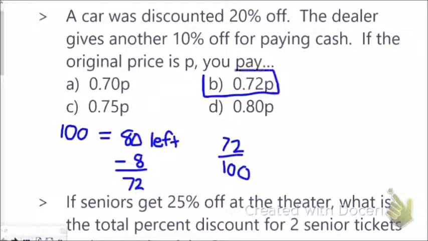And once again, if you said instead of the car was 100, it cost 10,000, you added a couple zeros, all that's going to happen is you're going to get a couple extra zeros at the end of the problem, and it's still going to divide out to 0.72.